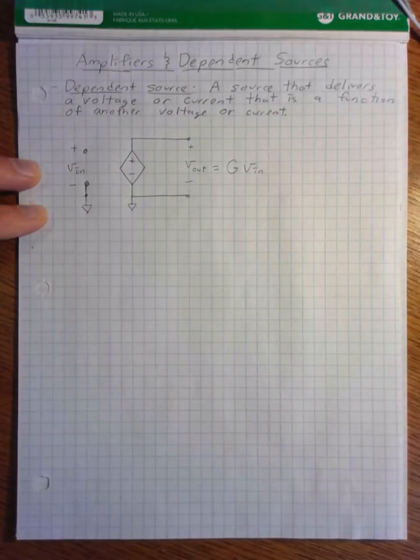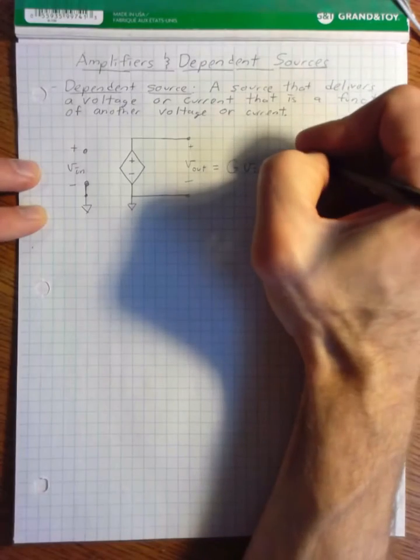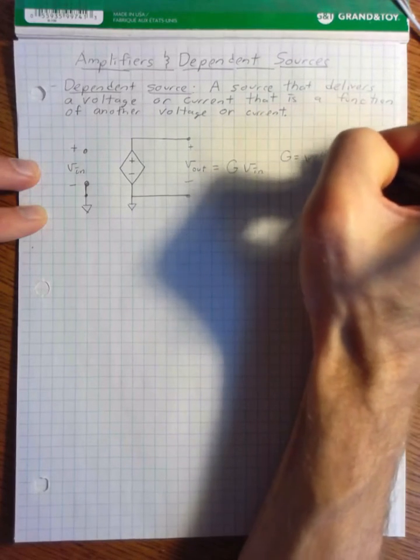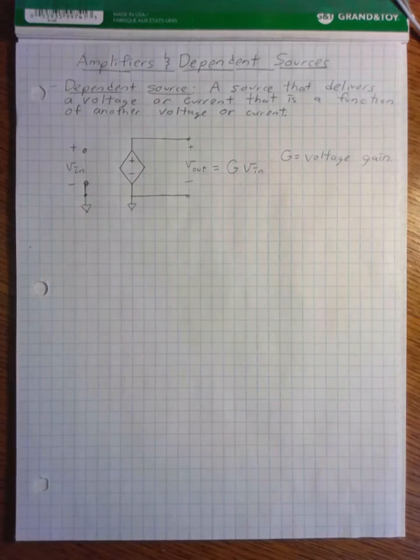The output voltage of the dependent source is equal to the input voltage, which is somewhere in our circuit, multiplied by a factor G. And G we are going to refer to as our voltage gain. So if G is greater than 1, the output voltage is greater than this input voltage, and we say that we've amplified our input voltage. We've made it bigger. That's what amplifiers do.